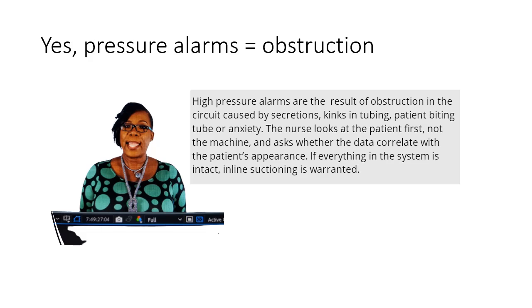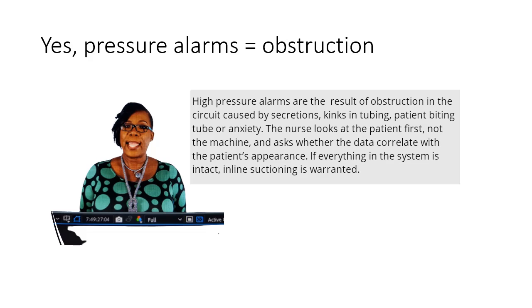What we need to remember is pressure alarms equal obstructions. You do not want to turn it off, you need to check it. High pressure alarms are the result of an obstruction in the circuit caused by secretions, kinks in the tubing, patients biting on the tube, or anxiety.